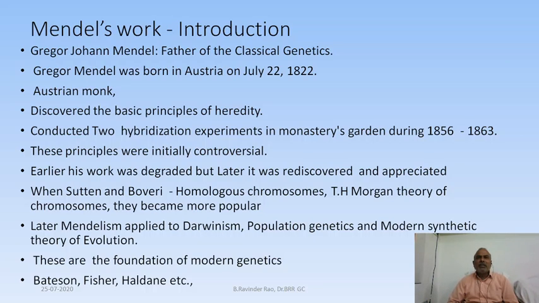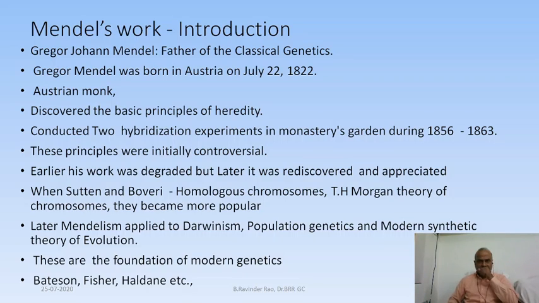So how was Mendelism rediscovered? A very interesting story. Mendel, in his Mendelism, explained that for every character there are two factors, and these two factors get segregated into the gametes. This was his main theory. When Sutton and Boveri were working on the behavior of chromosomes during meiosis, they also explained that the two homologous chromosomes get segregated into gametes. Later, T.H. Morgan also proposed the chromosomal theory of inheritance. All these attracted the scientists towards Mendelian principles. In such a way, Mendelian principles were appreciated later by almost all scientists. So Mendelism has paved the way for Darwinism, population genetics, and the modern synthetic theory of evolution.